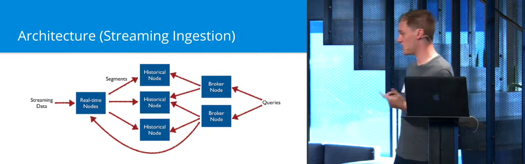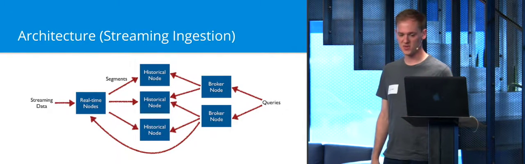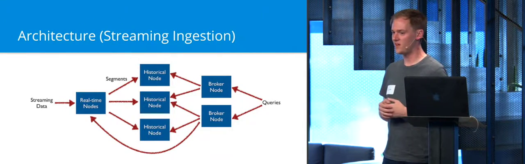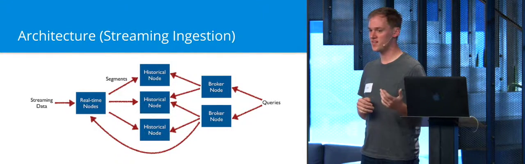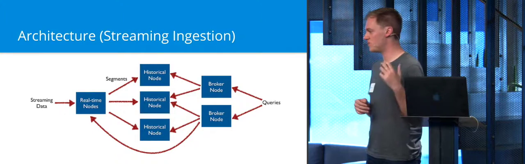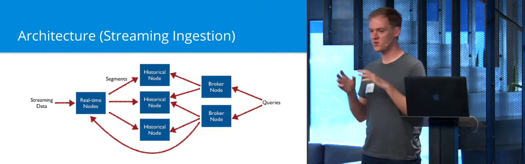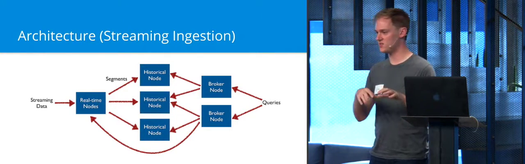This is what the architecture ends up looking like in a cluster. You end up having a lot of historical nodes. You end up having broker nodes, which are our query node. That's where queries come in. And you end up having these real-time nodes that get streaming data and then push segments to historical nodes. And the broker queries both the real-time nodes and the historical nodes.